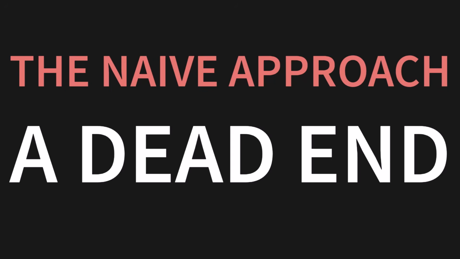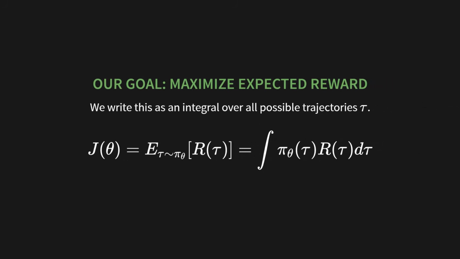Let's start with the naive approach, a dead end. Our goal is simple: maximize the expected reward. We write this as J of theta. Mathematically, it's just an integral over all possible trajectories, tau. You can see it here. J of theta equals the expectation of the reward, which is the integral of our policy probability, pi theta of tau, times the reward for that trajectory, r of tau.